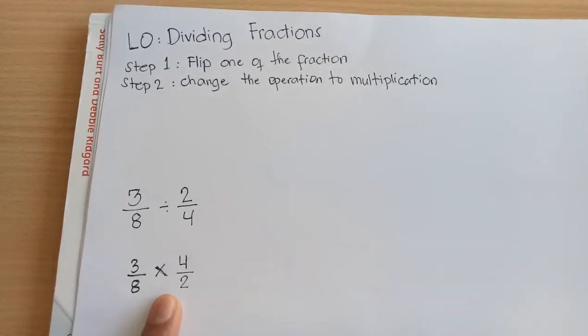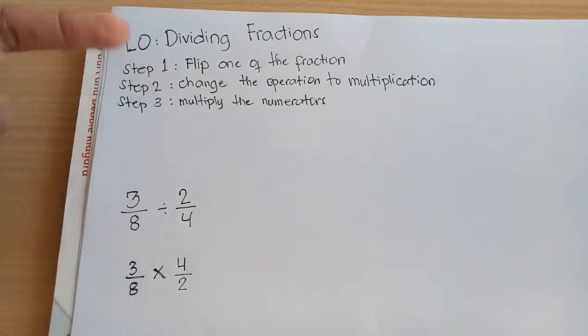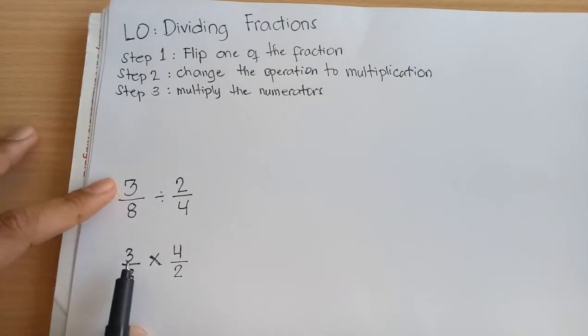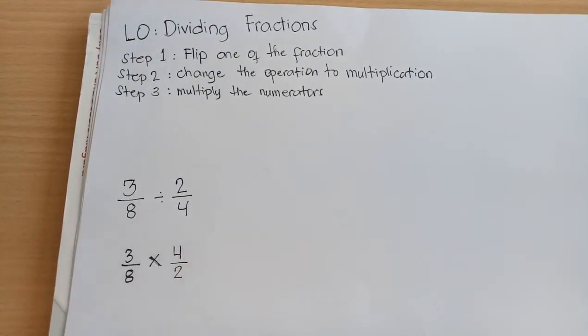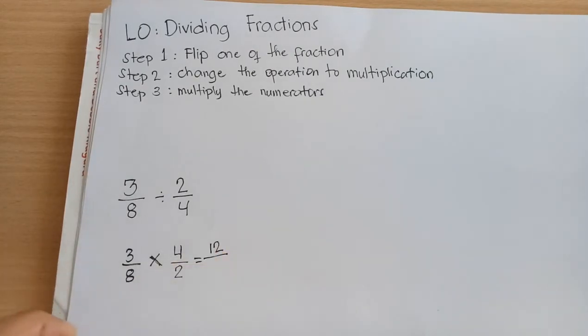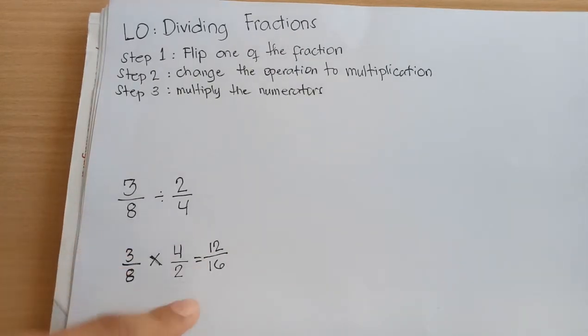Now the step three, multiply the numerators and the denominators. So it's the same as our yesterday's homework. You just multiply the numerators. So 3 times 4 equals 12. Now 8 times 2 equals 16. Now we have the answer 12/16.